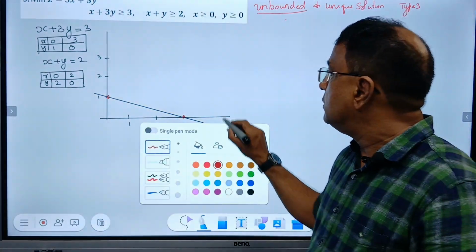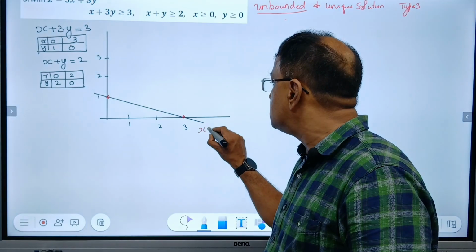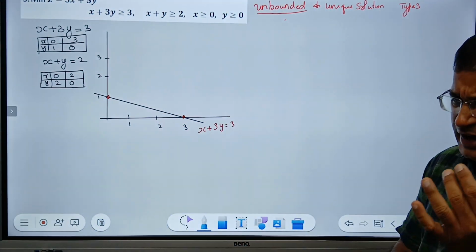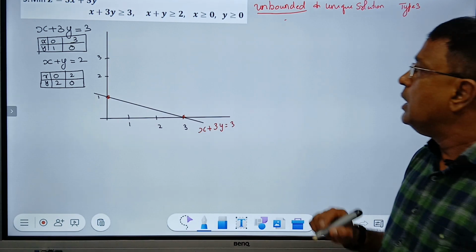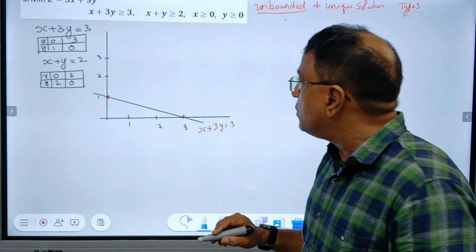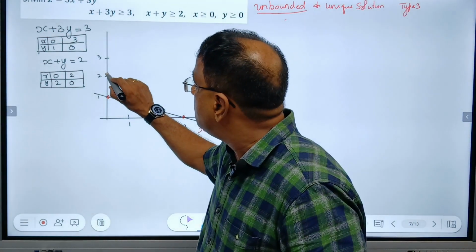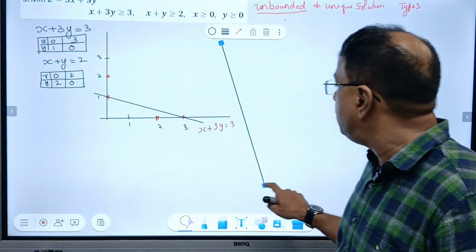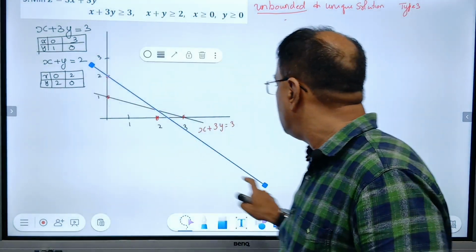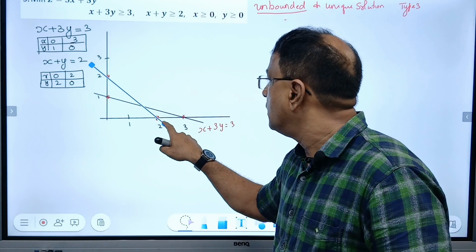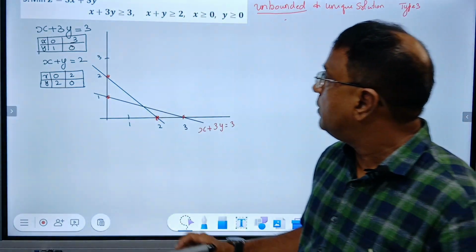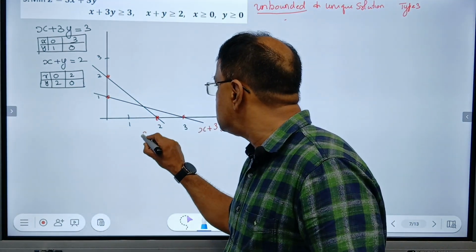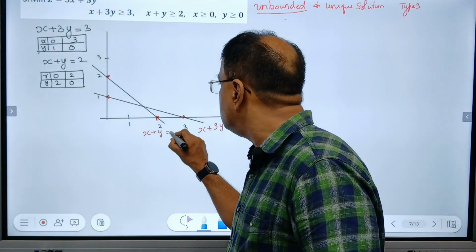What is the equation? The equation is x plus 3y equal to 3. The procedure is the same for literally every problem. It's almost the same procedure. Okay, now let's plot 0 comma 2. Where is 0 comma 2? This is 0 comma 2 and this is 2 comma 0. Plot the graph. That's perfect. So what do I get? This is x plus y equal to 2.